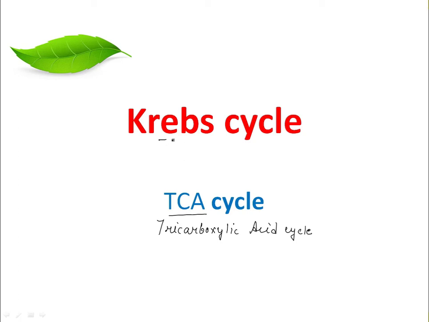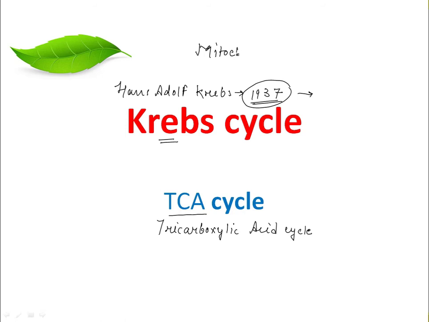This Krebs cycle is named after the scientist Hans Adolf Krebs. In 1937 he proposed this cycle, and he worked on the oxygen consumption of pigeon breast muscle. Now this cycle occurs in the mitochondrial matrix, and the matrix has the necessary enzymes for the reactions.